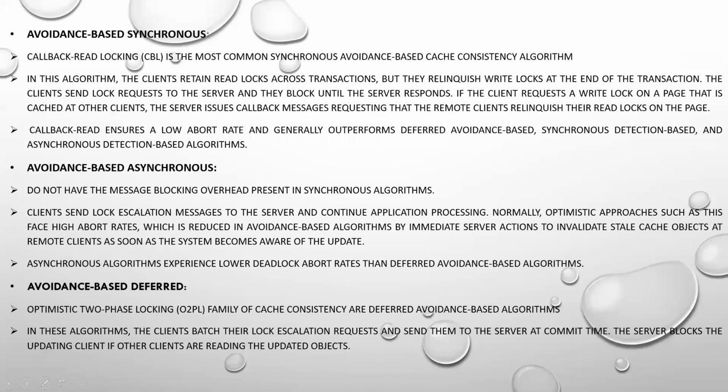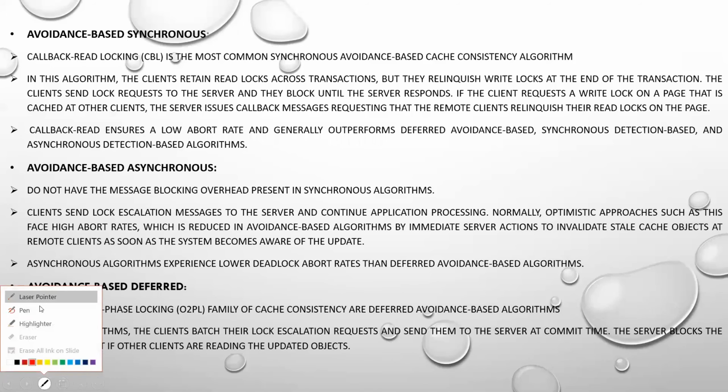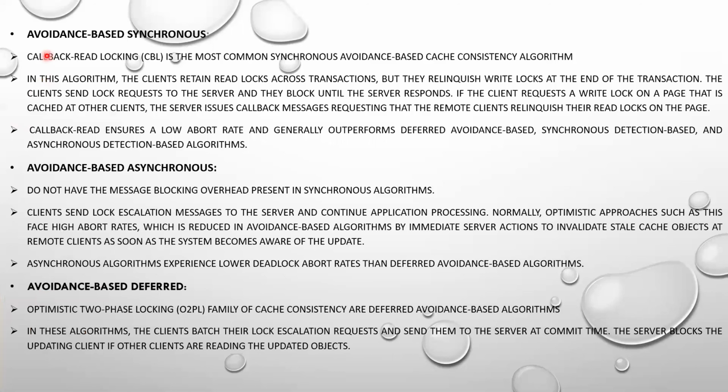Now, avoidance based synchronous algorithms. An example is callback read locking, the most common synchronous avoidance based cache consistency algorithm. In this algorithm, clients retain read locks across transactions, but they relinquish write locks at the end of the transaction. The client sends a lock request to the server and it blocks until the server responds.